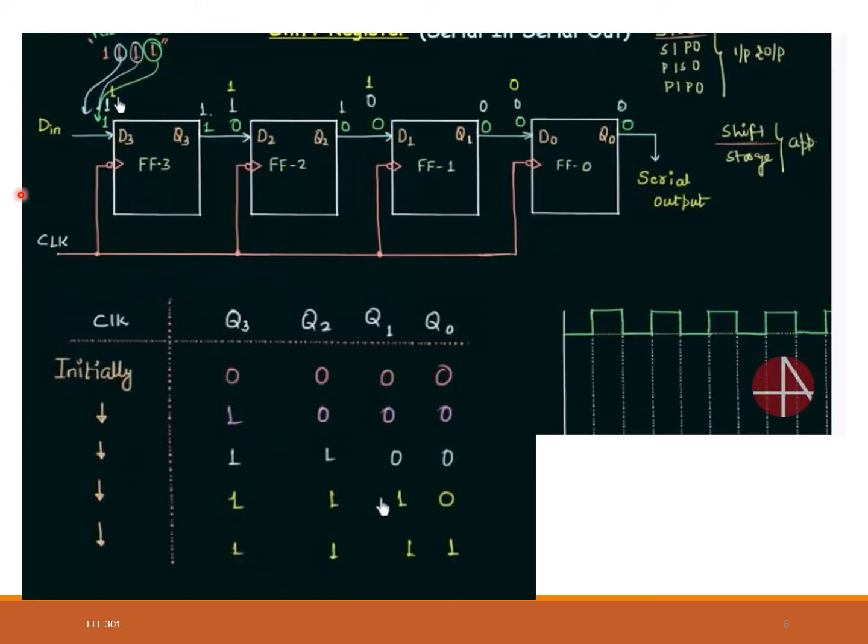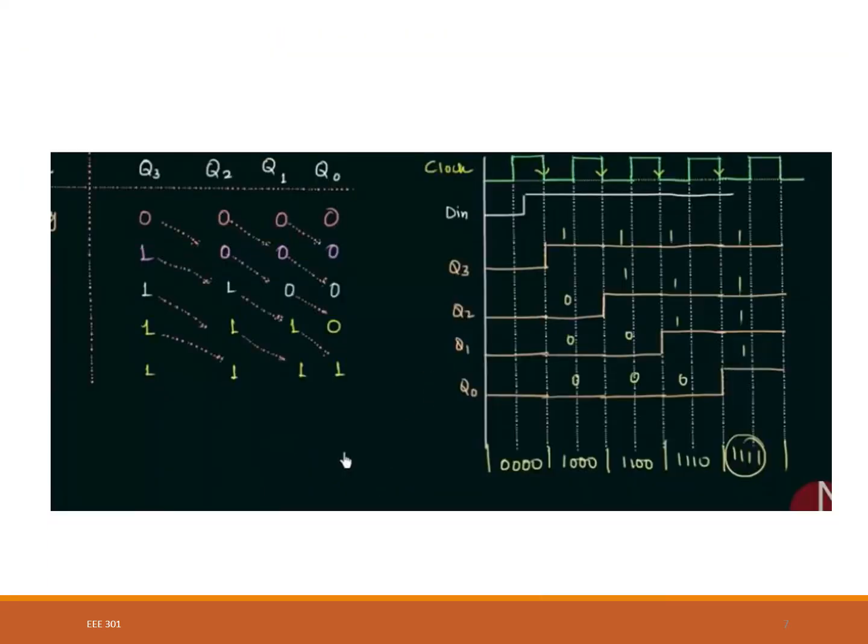So the thing is, we are giving the input serially and we are taking out the output serially as well. So this is the typical timing diagram for serial in, serial out. So Q0 through Q3, this is LSB and MSB, and this is Q0 through Q3 as well, data in, clock. This is a negative edge clock, so it will change on the negative edge. So initially 0 0 0 0.